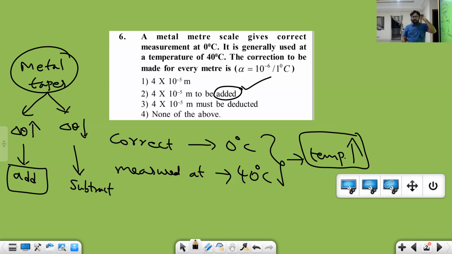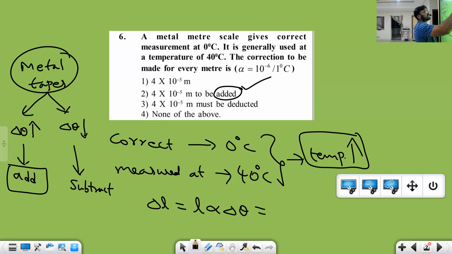But I don't know whether the value 4 into 10 power minus 5 is correct or wrong. I want to know whether that value is correct or also wrong. Let me check. How to do this problem, sir? I'm taking delta L. Delta L is equal to L alpha delta theta.